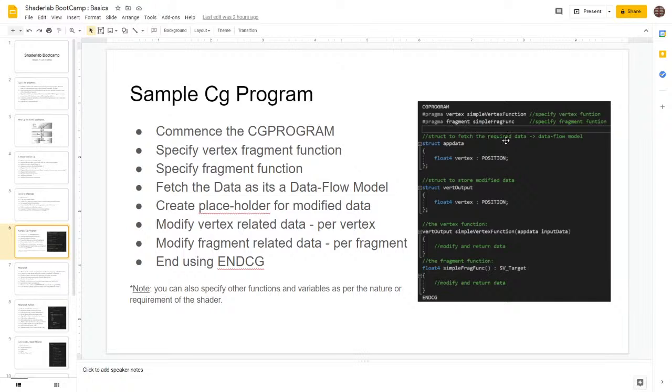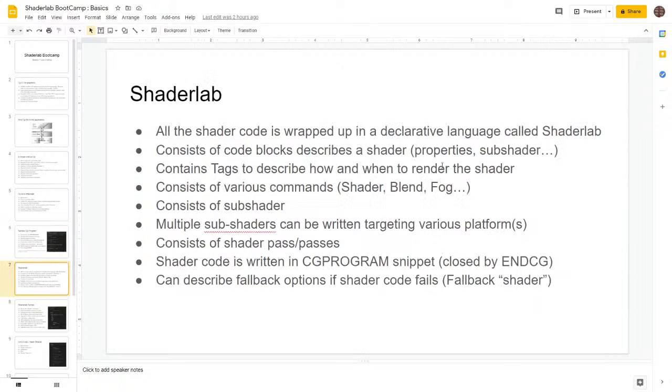Next thing is to follow the data flow model. That means fetch the data which is available. So we are fetching the data here in a structure. This structure contains vertex information. Now vertex information will be the position of that particular vertex in object space, that means relative to that specific object. It is of type float4. So we define that in a structure.